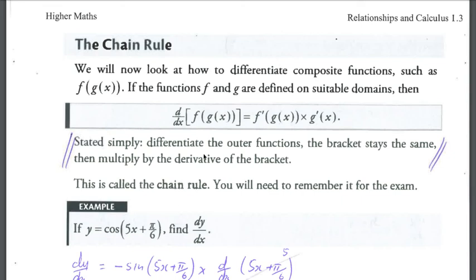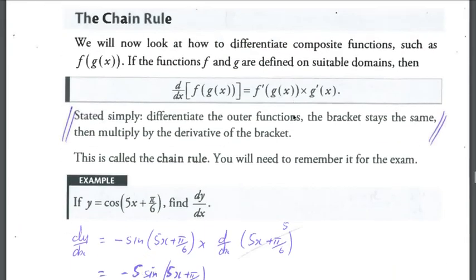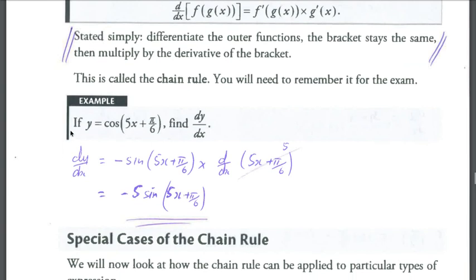So stated simply, differentiate the outer function, the bracket stays the same, and then multiply by the derivative of the bracket. So let's have a look at this example, then we'll come back to the generalized case up here and discuss that. So y equals cosine of bracket 5x plus pi by 6, find dy dx.